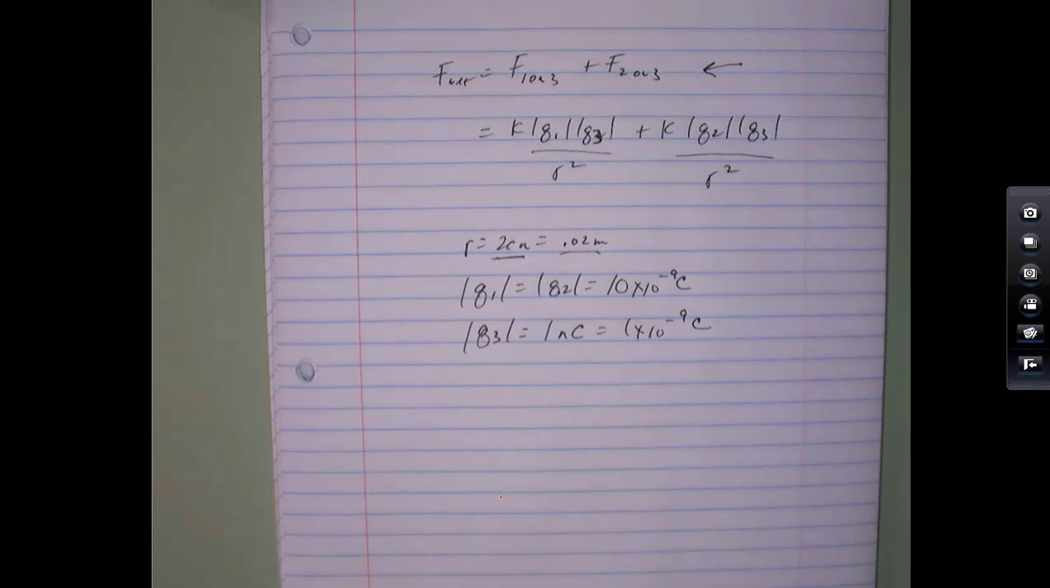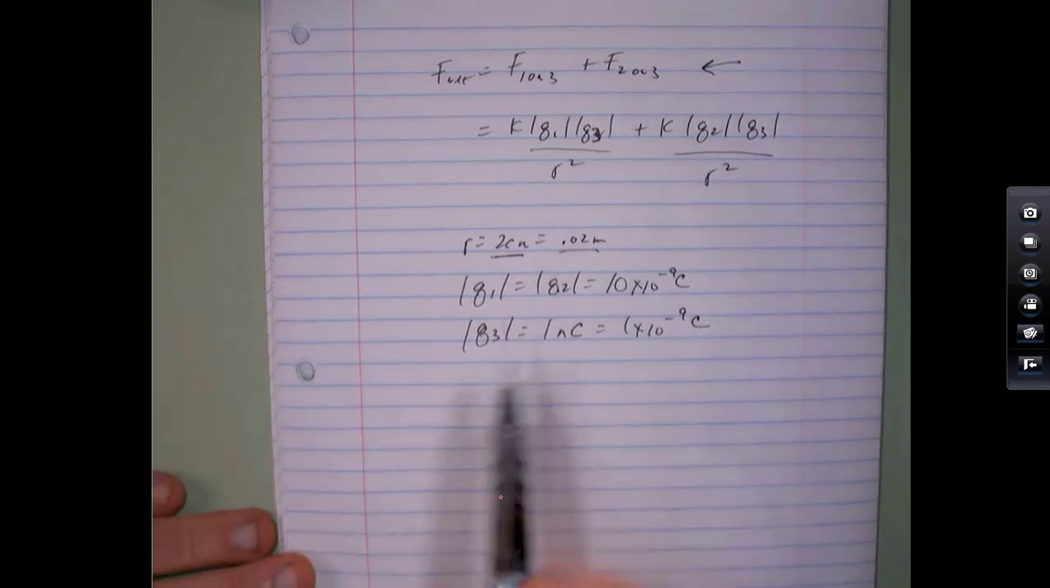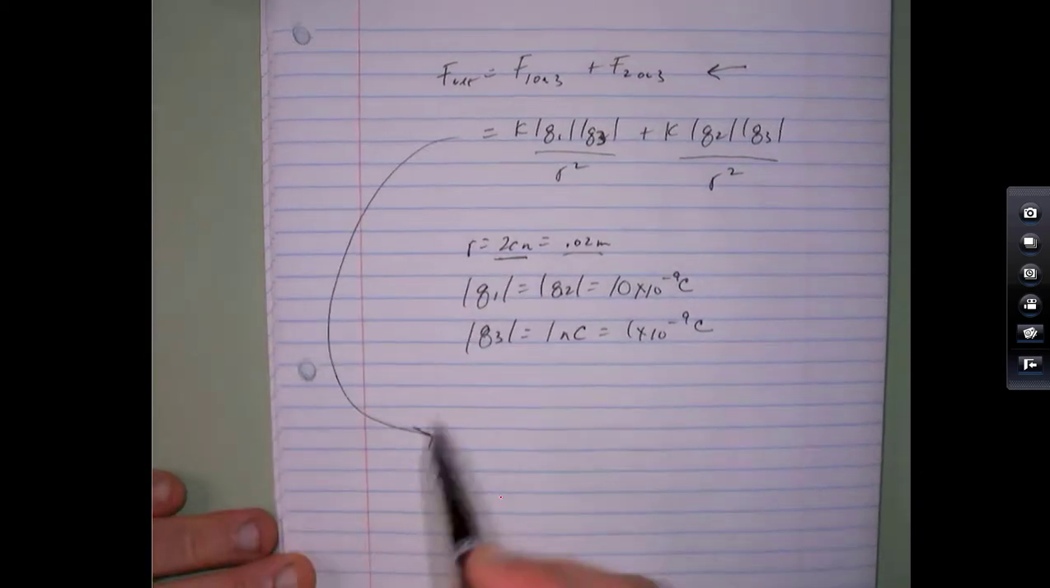An electron is 10 to the minus 19th coulombs. So this might look pretty small, but it's 10 billion times more than an electron. Okay, and then we just have to put the numbers in here. So let me actually do that here.